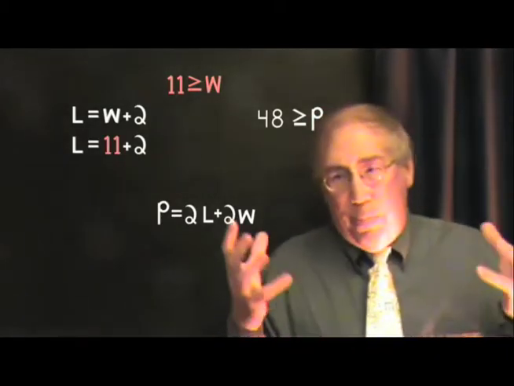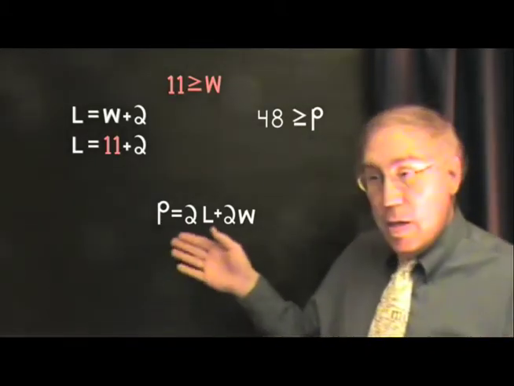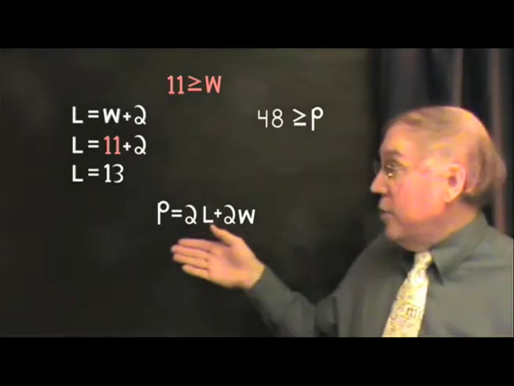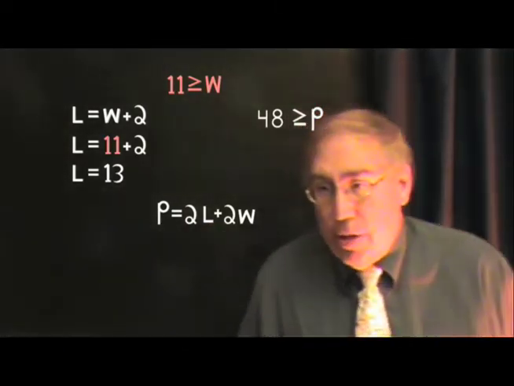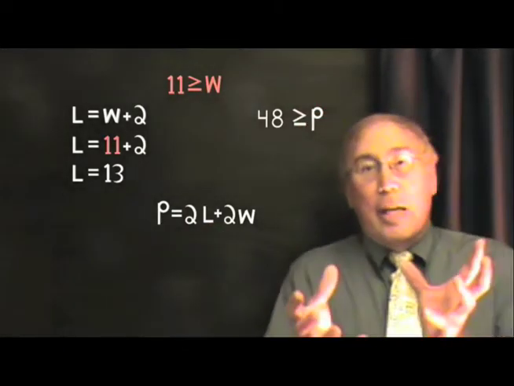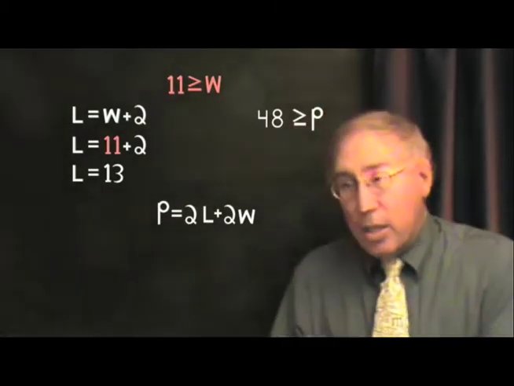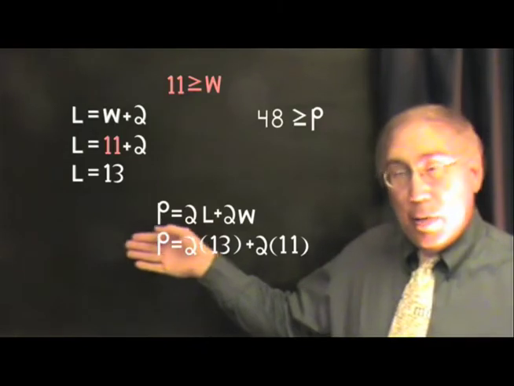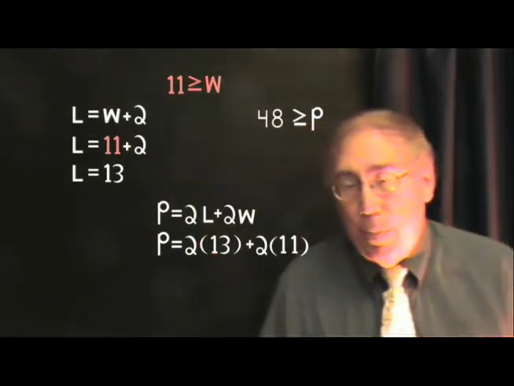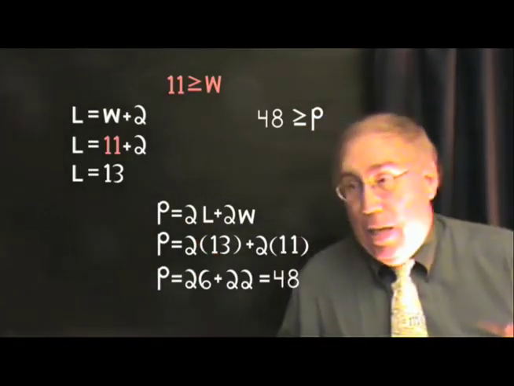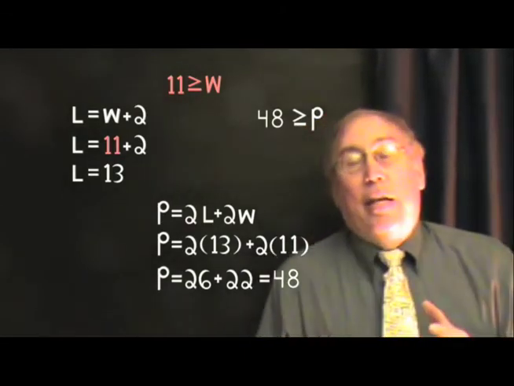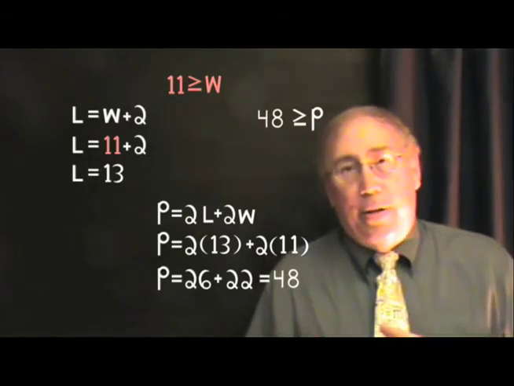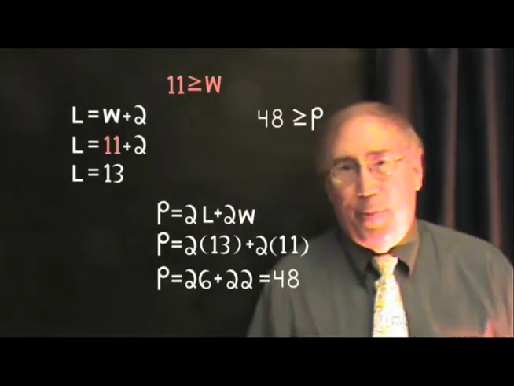So let's just pick 11 and stick it in for w, and we'll find out what the length is, and that's going to be 13. Now we know the length is 13 and the width is 11. Substitute back into the formula for the perimeter, and it works out to be 48. Now we could have picked something less than 11, and our perimeter would have been less than or equal to 48. Okay, thank you.